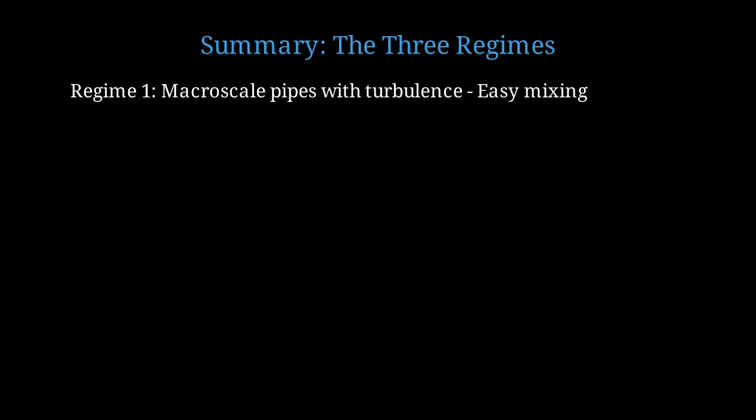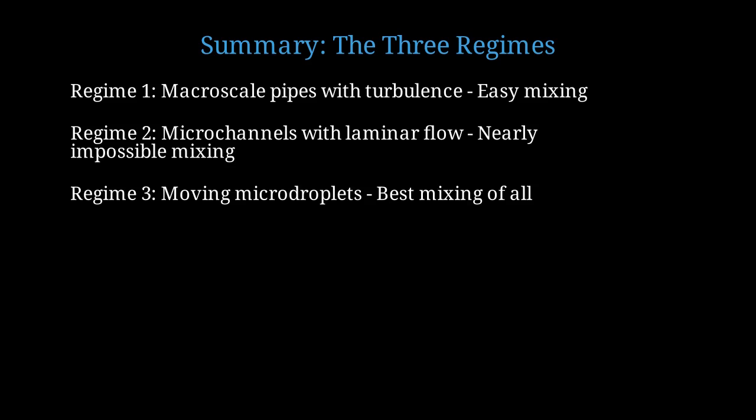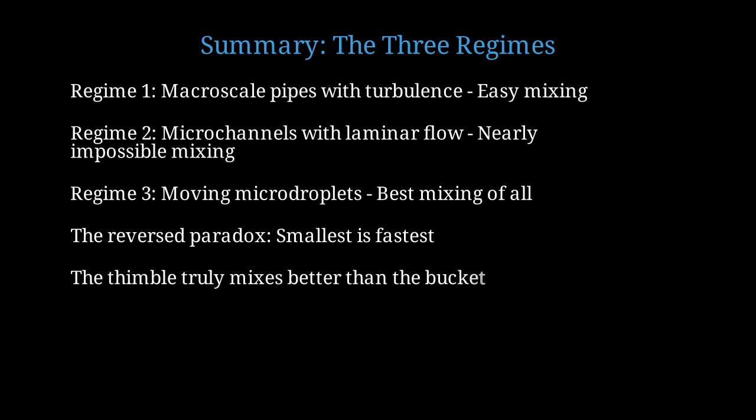Let me summarize the three regimes we've discussed. Regime 1. Macroscale pipes with Reynolds number above 2300 have turbulent flow and easy mixing. Regime 2. Microchannels with Reynolds number below 1 have purely laminar flow and nearly impossible mixing by diffusion only. Regime 3. Moving microdroplets with internal recirculation achieve the best mixing despite low Reynolds number. The reversed paradox is that the smallest system mixes the fastest because it exploits chaotic advection. The thimble truly does mix better than the bucket. This is not intuition, but rigorous fluid dynamics.